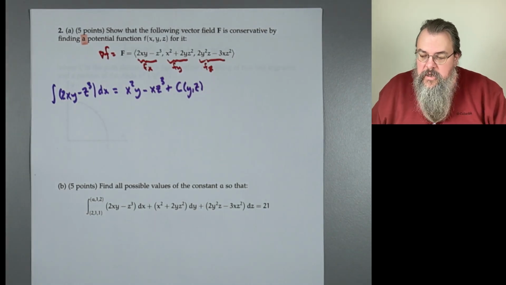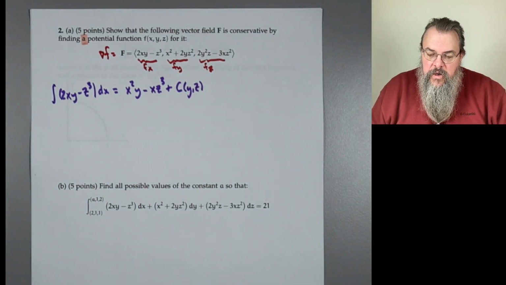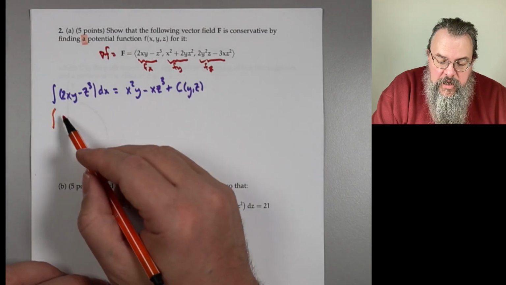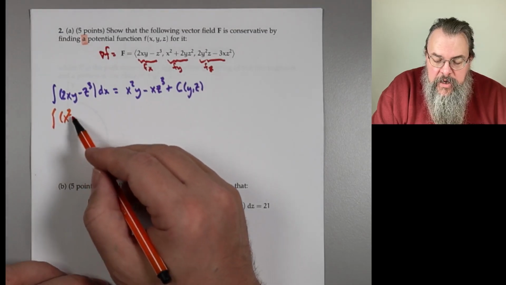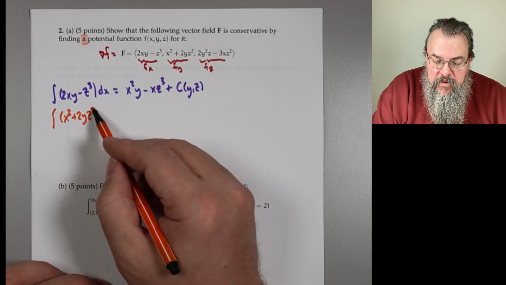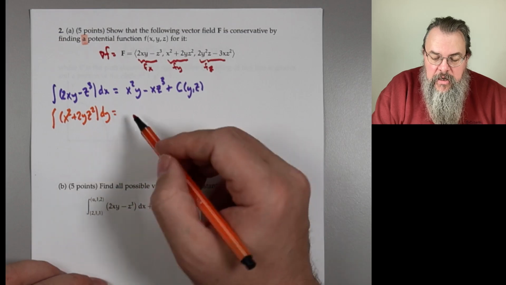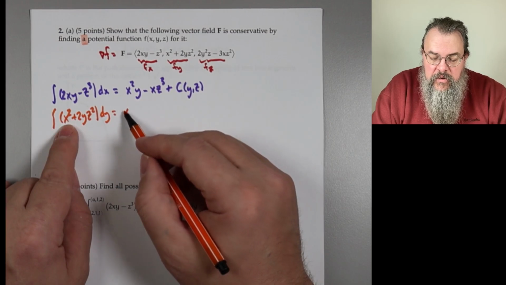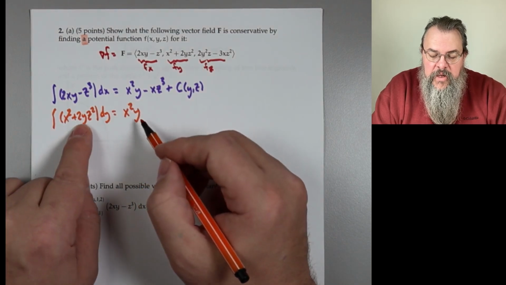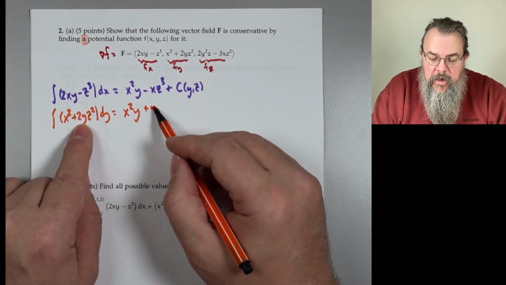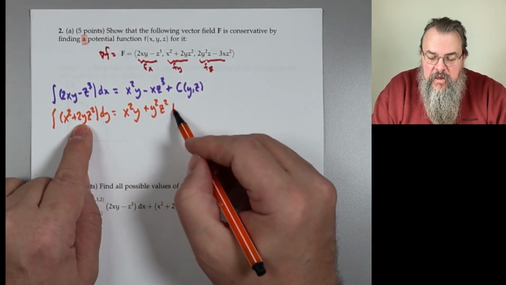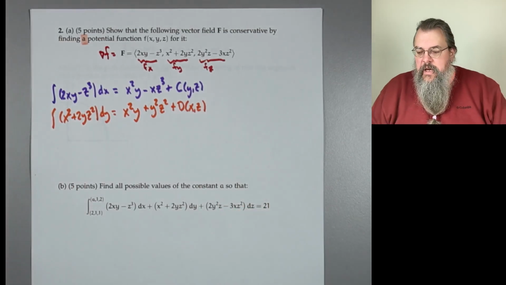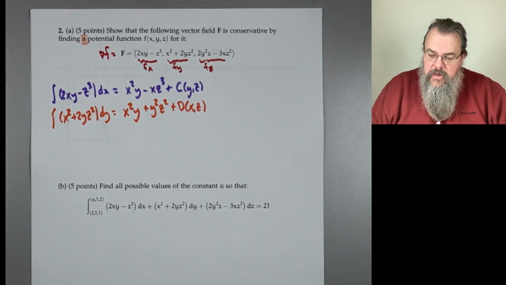Now, that's one integral. We'll do two more. We'll then integrate the derivative with respect to y, with respect to y. So we're integrating x squared plus 2y z squared with respect to y. Well, x and z are constants, so this is a constant. So you get x squared y. 2y, integral of that, is y squared, and z squared is a constant, plus, of course, some function that depends only on x and z.